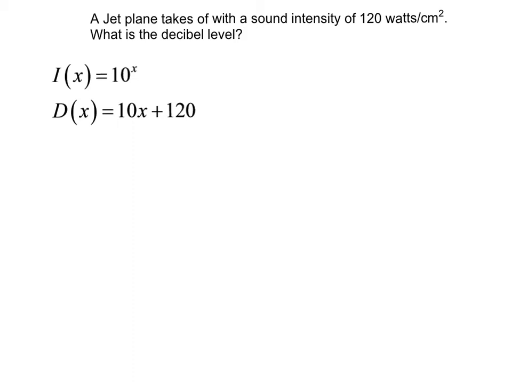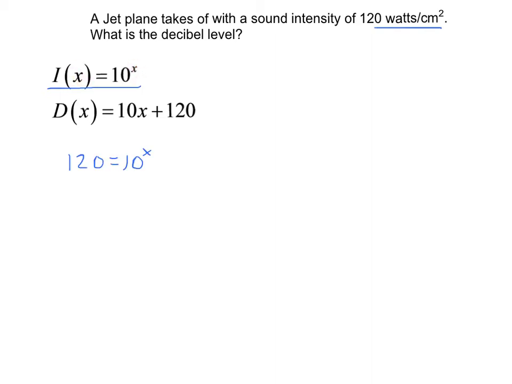That was a jet plane, soaring past with a sound intensity of 120 watts per centimeter squared. We're going to figure out what decibel level it was. I know the intensity. This one is in watts per centimeter squared, so I can set up that equation. I don't know what this x is yet.